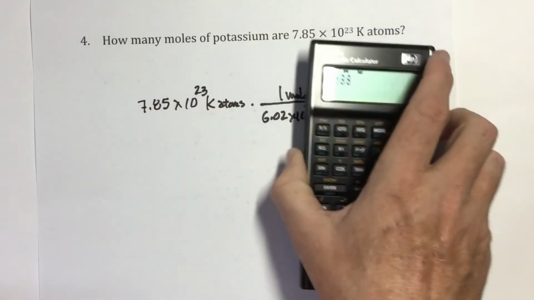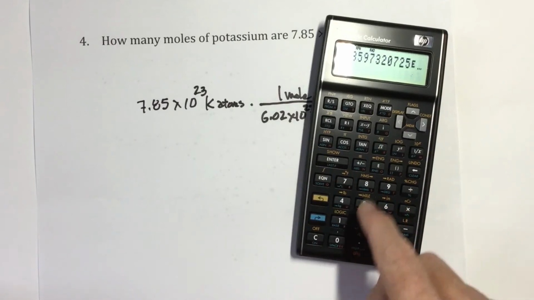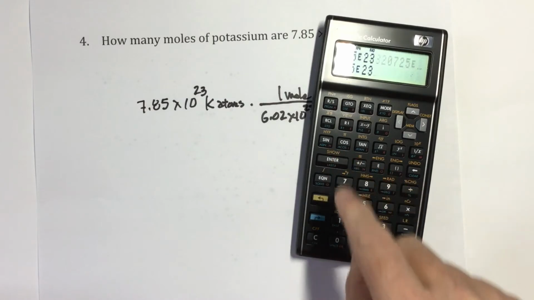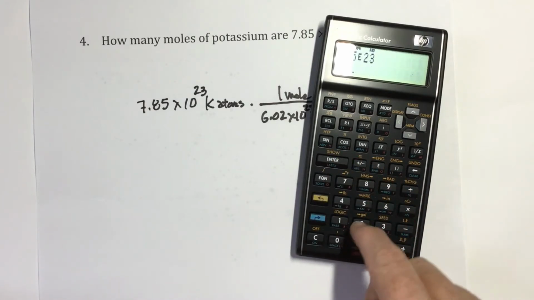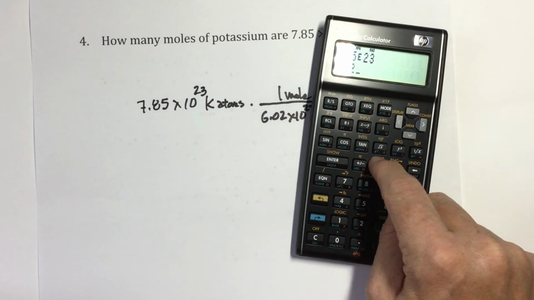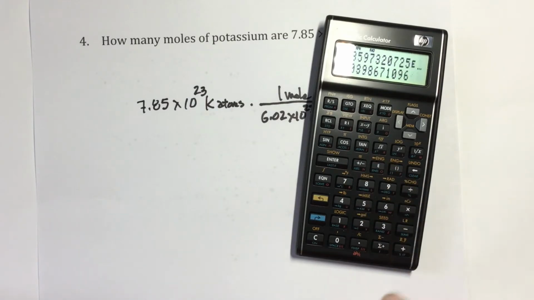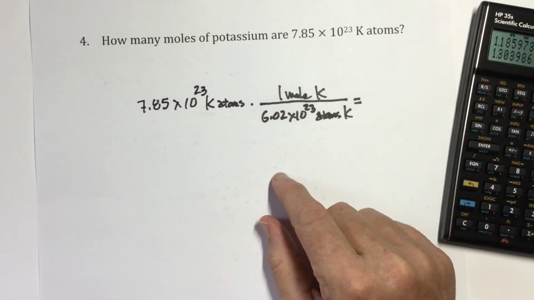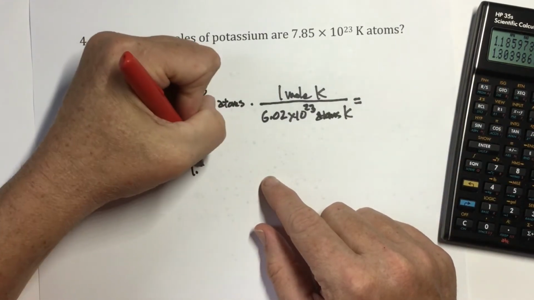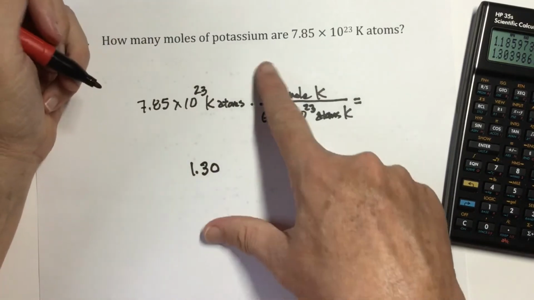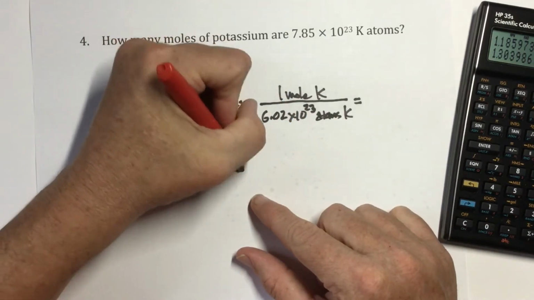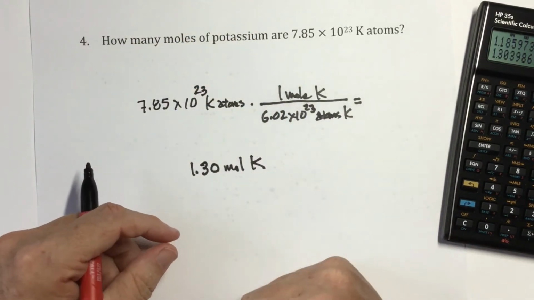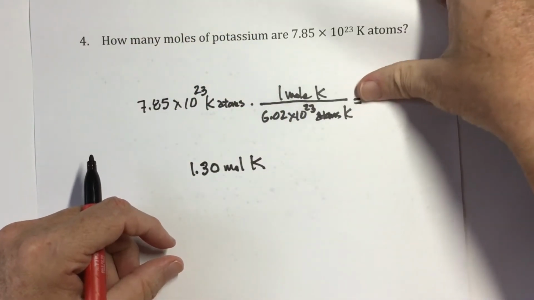So if I just do my little math there, 7.85 to the 23rd, 6.02 to the 23rd, and divide those, boom. 3 sig figs, I have 1.303, so the answer will be 1.30 moles of potassium. That's right, it's just that simple. All right.